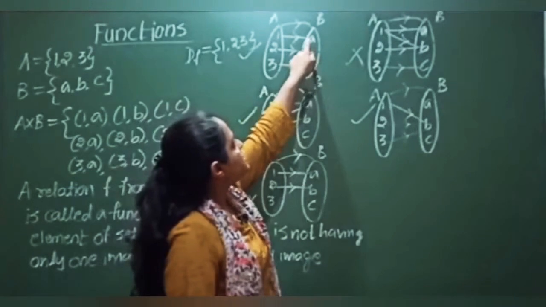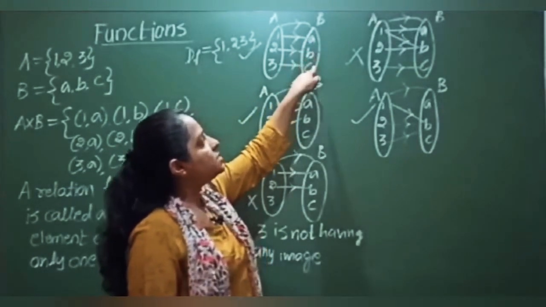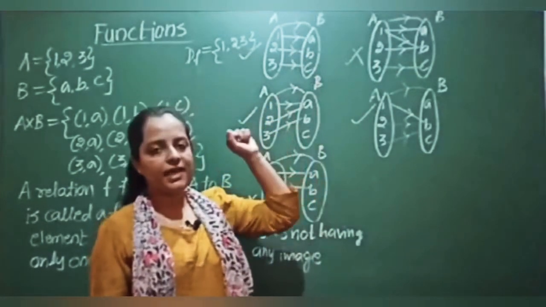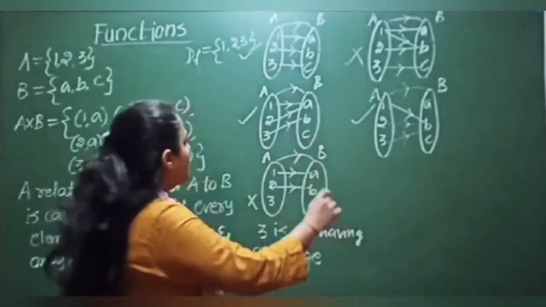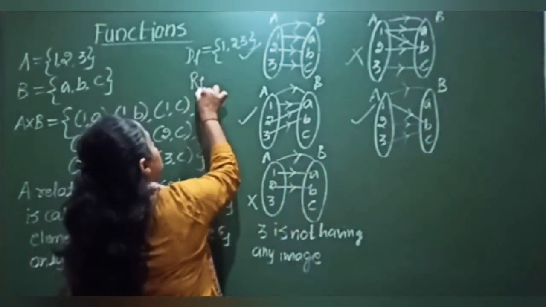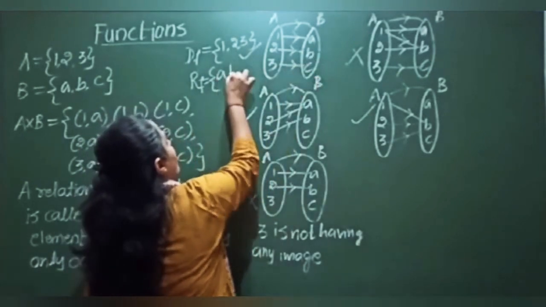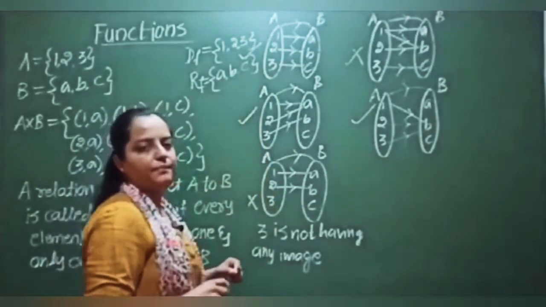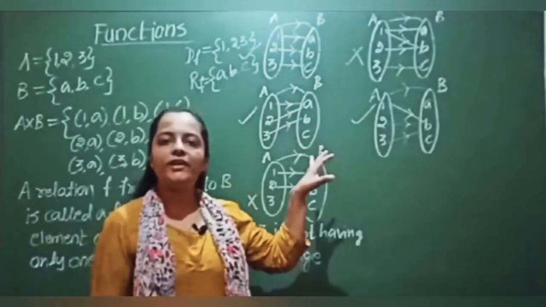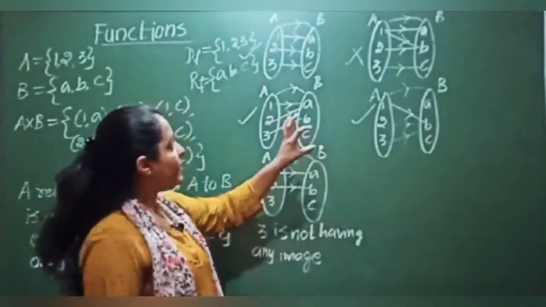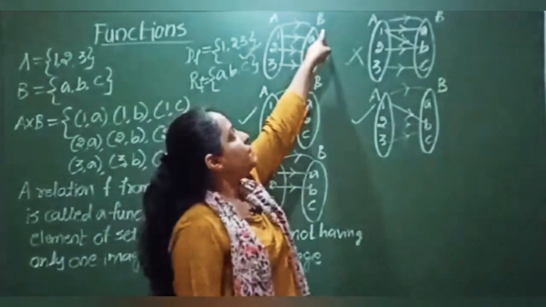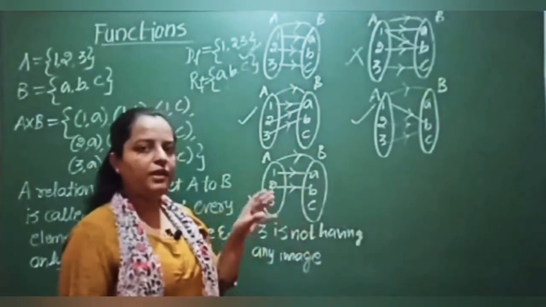And then I told you wherever the arrow ends, that we call the range of the function. So wherever the arrow ends with A, B, C. Wherever the arrow ends, that is the range of the function or the range of the relation. So the range of the function here is A, B, C, because our arrows end at A, B, C. And the codomain is always the second set. So set B is called the codomain of the function.